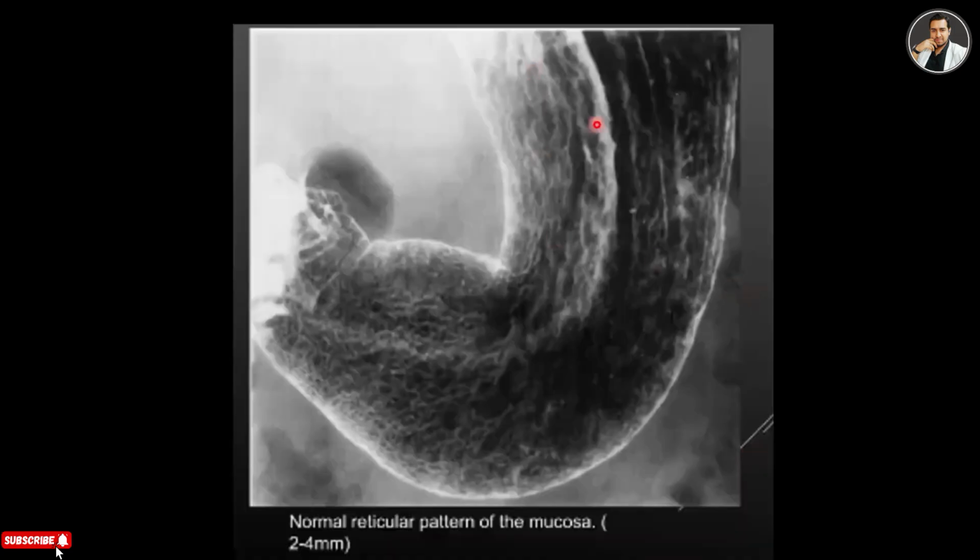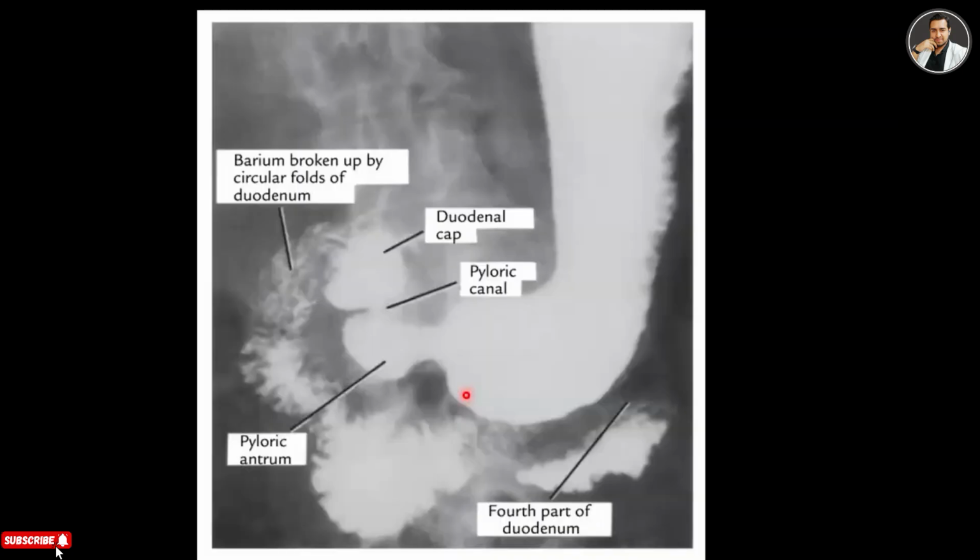And this is a beautiful example of a double contrast barium meal. And here you can see the normal reticular pattern of the mucosa. You can see the normal pattern of the mucosa in the wall of the stomach. So here is another image with the anatomy labeled.